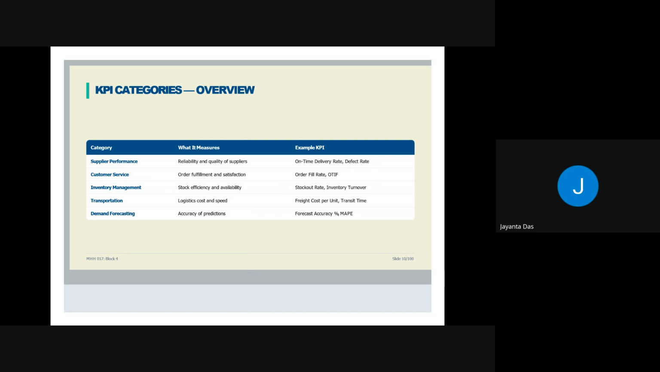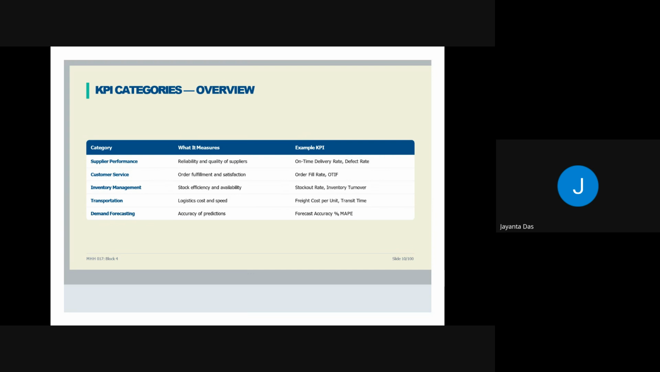Second is customer service, that is order fulfillment and satisfaction, that is order fill rate, OTIF, etc. We are getting this out of it. Third is inventory management, which we discussed in detail yesterday, that is stock efficiency and availability. By this we can find out what stock-out rates we are facing, what our inventory turnover is, whether it is going in the right way or not, and what measures we can take to improve upon it.